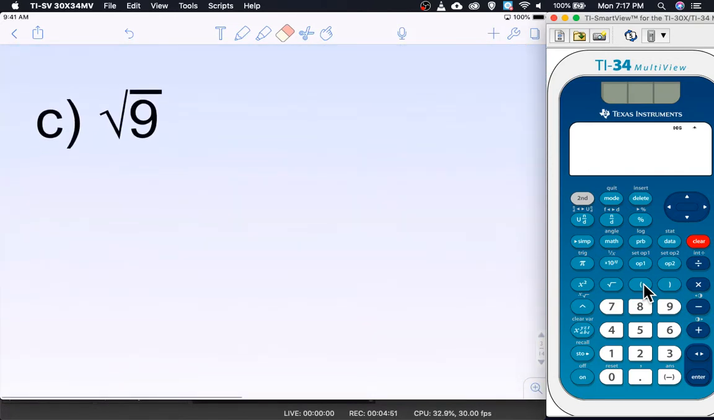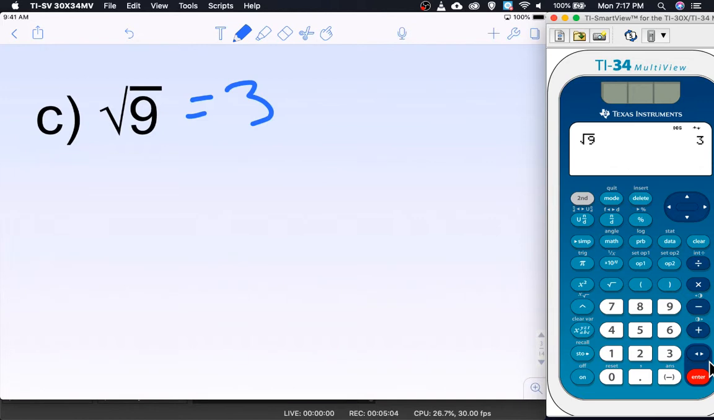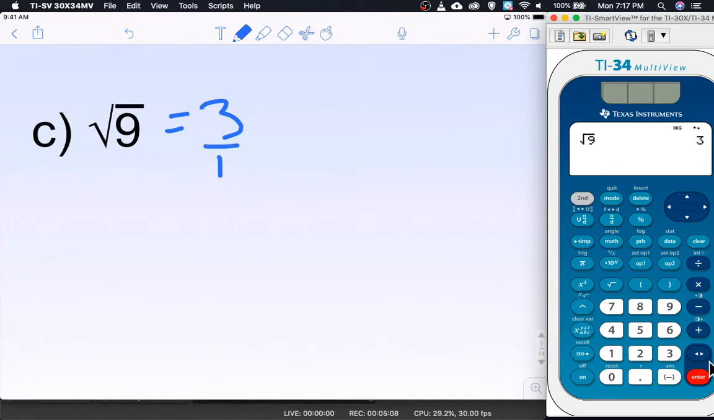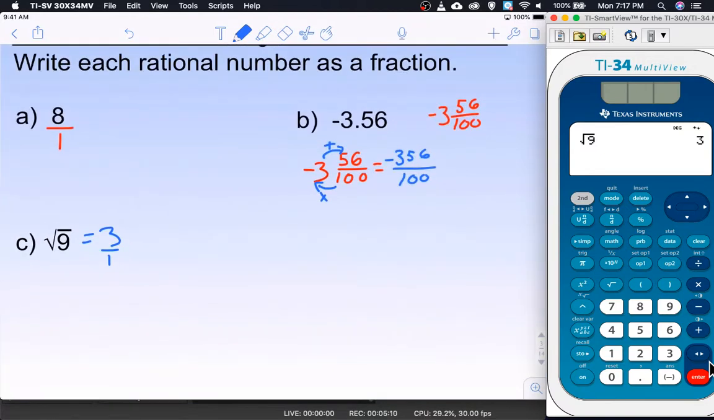Now, letter C is the square root of 9. If you don't know what the value of that number is, you can calculate it. Hey, that's just 3. And so then as a fraction, that'd be 3 over 1. Write each rational number as a fraction. Check, check, check.